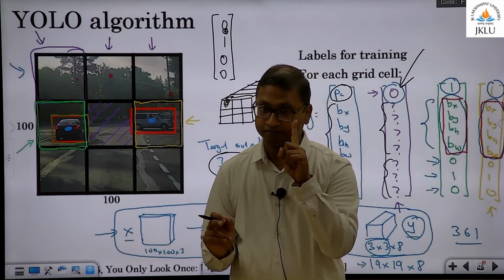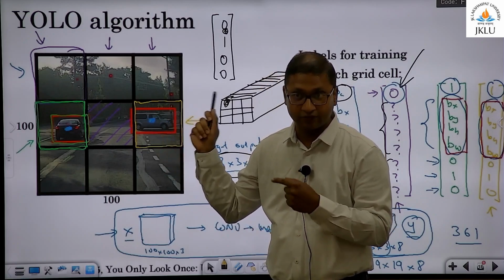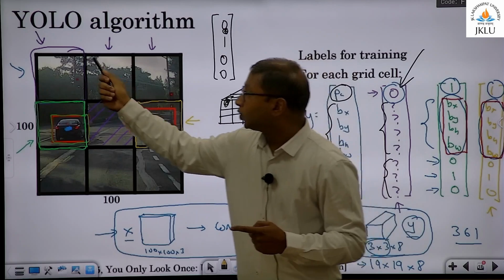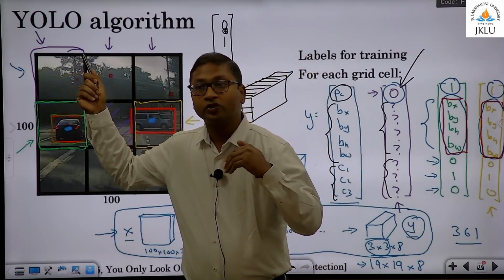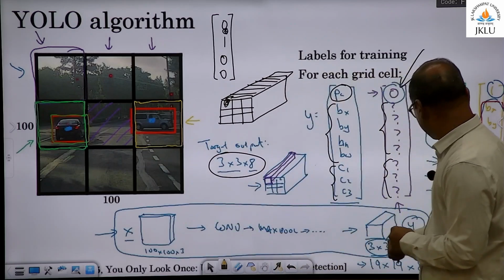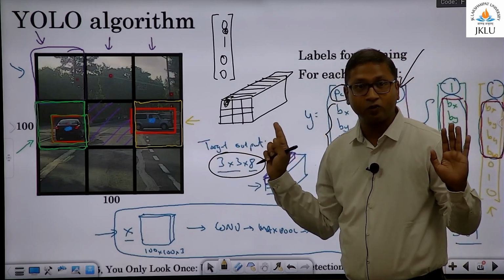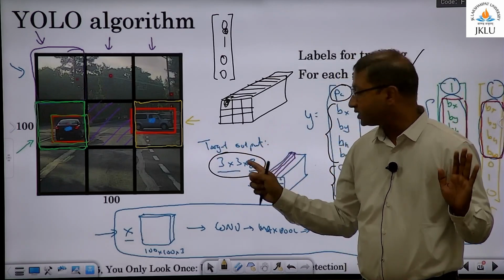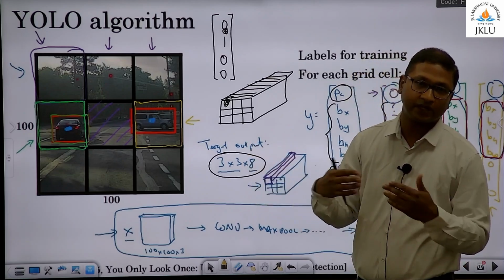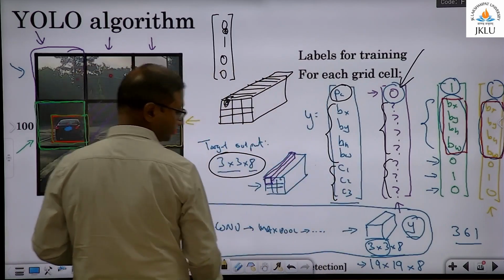one object. So that issue is still there even with this algorithm that we are discussing right now. No grid cell can give you more than one object. We will solve this problem later. Now, is this 3 cross 3 cross 8 over? See, this is one of the most tricky things in object detection. So let me know if this is not okay.